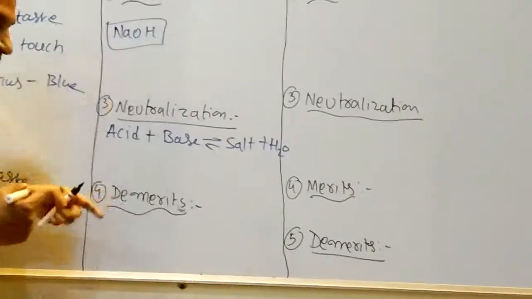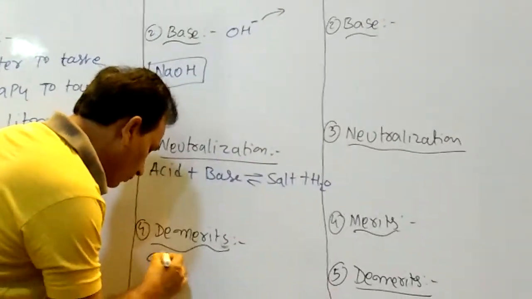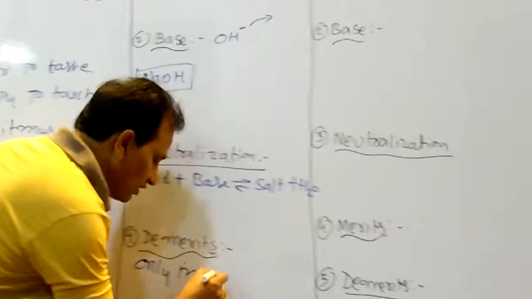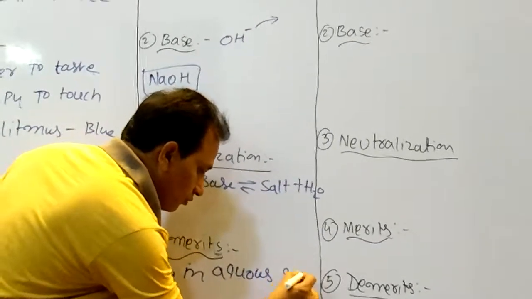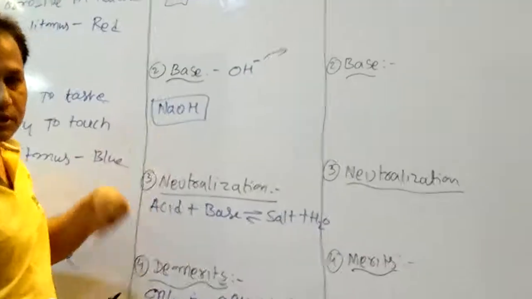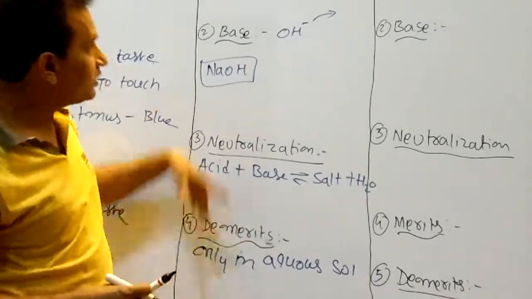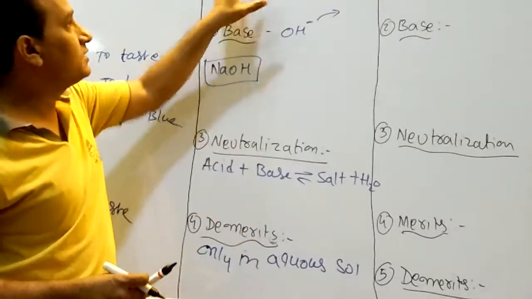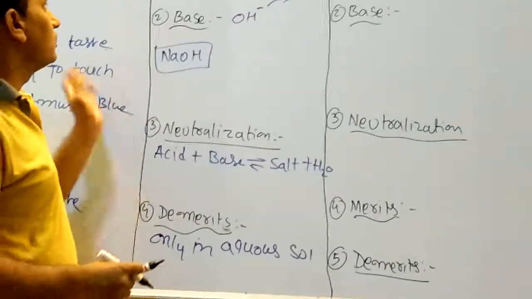And what are the demerits? This theory is applicable only in aqueous solution. If you add HCl and NaOH in benzene or kerosene or petrol, that is a non-aqueous solution, we can't explain whether it is an acid or base. This theory is applicable only for aqueous solution.